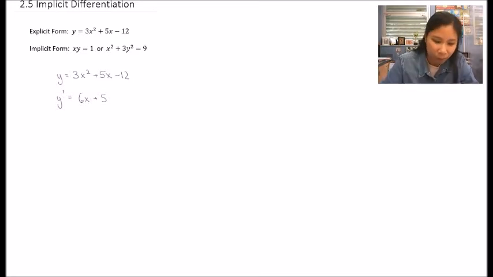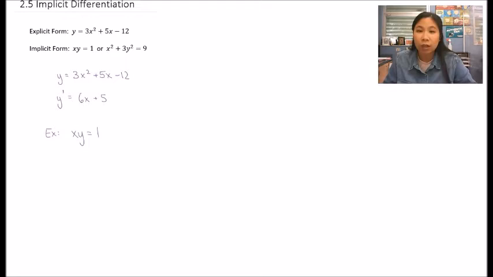So implicit form, I'm going to do with the xy equals 1 equation. First, the xy here technically is being multiplied, right? Because it's x times y. So we would need the product rule. So what we're going to do is find the derivative of each, the x and the y. Derivative of x is just 1. Derivative of y is also just 1. If you're thinking about it as a variable, y is just like 1y. So the derivative would be 1.